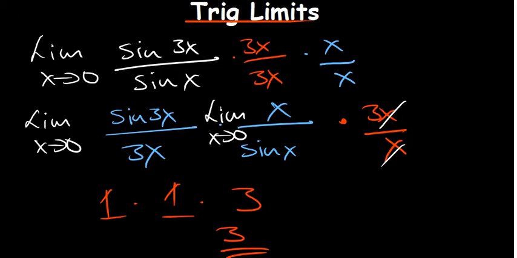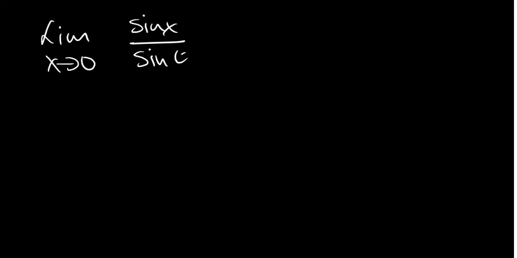Okay, interesting, right? Now feel free to pause the video and try out this one. The limit as x approaches 0, and then we have sine of x over sine 4x. So you notice that this question is based on the same principle of the previous question. So feel free to pause the video and just try it out.